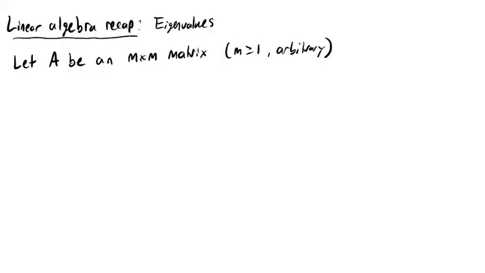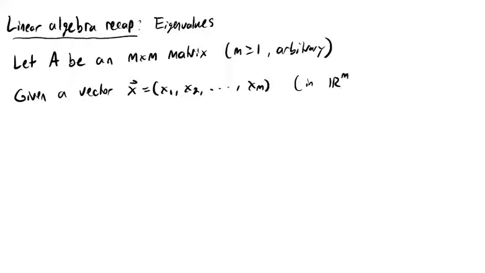Remember, if you have an M by M matrix, it acts on vectors with M components, right? So given a vector X, which I'll write with an arrow, which has M components, say x1, x2, etc., all the way up to xM, we would say this is in bold R to the M. The matrix A acts on X.